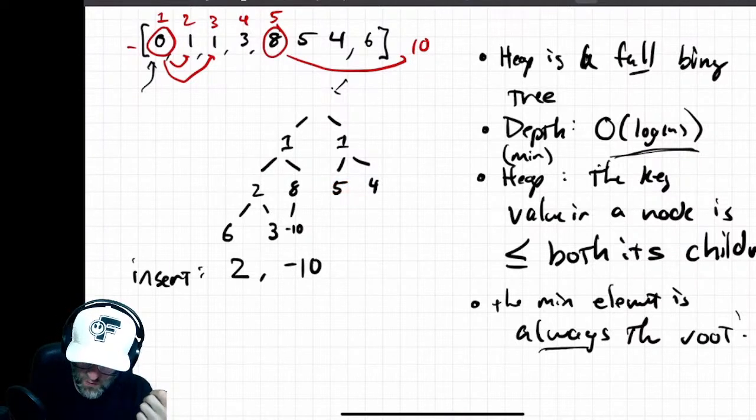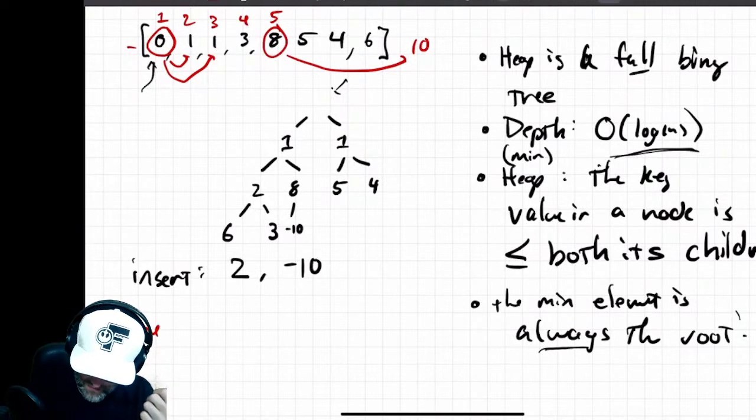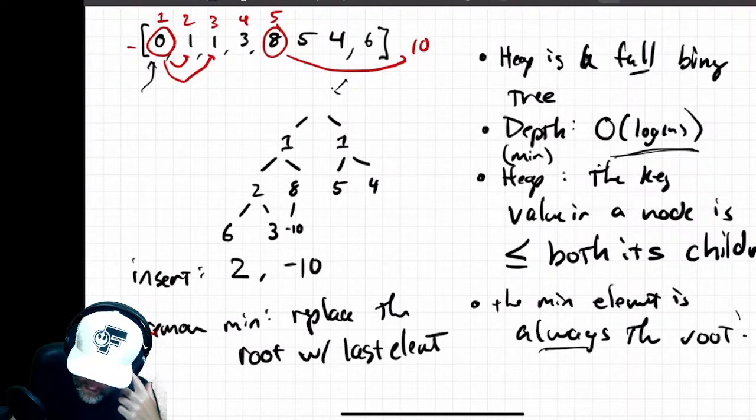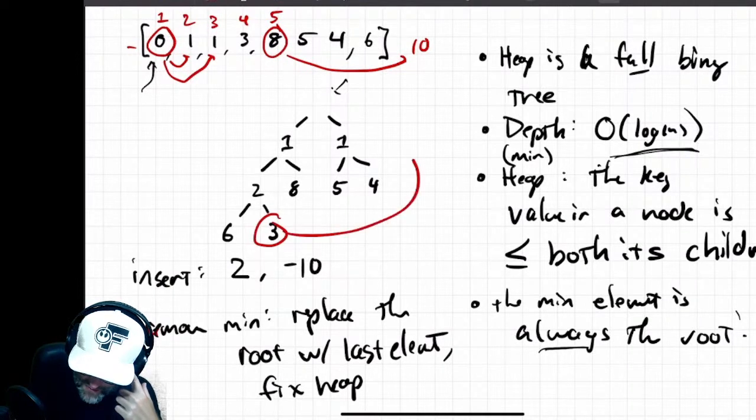So the strategy for remove min is to replace the root with the last element and then fix the heap. We've already removed 0 from the equation here. Let me back this up because that never got fixed. It looks like this now. What I do is I take the last element and promote it up here.